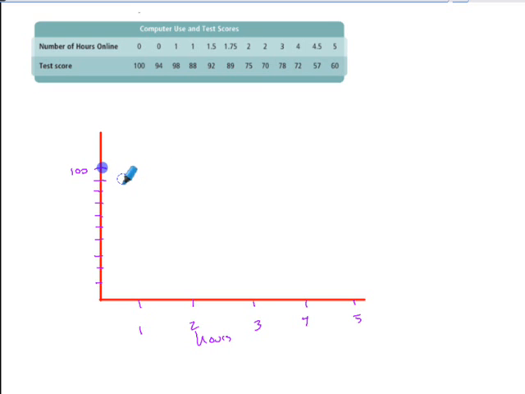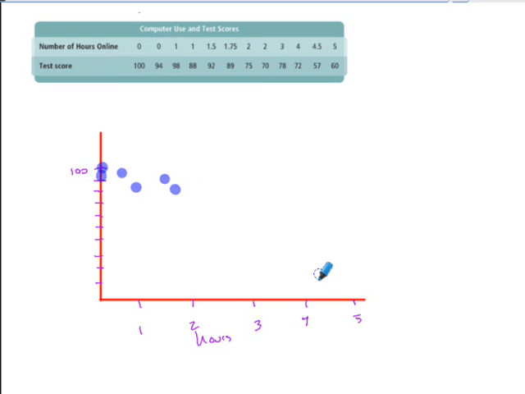94, that was also at 0, so that's another one right there. Sorry, I missed my mark there a little bit. Let's see, we have one at 98, so somewhere right there. Another one at 88, so right there. 1.5 was at 92, so here. And you keep going and make your graph, okay? I'll keep going and make my graph.